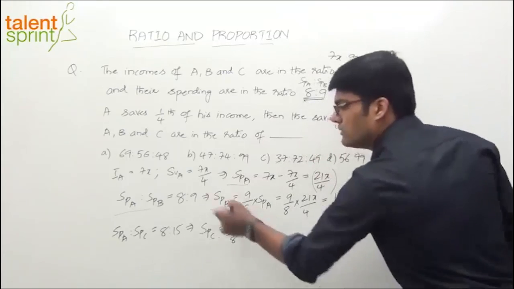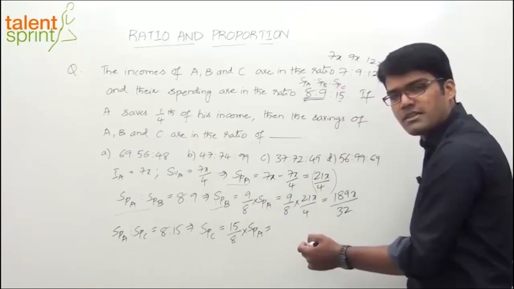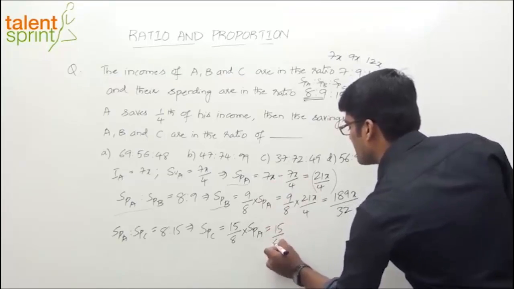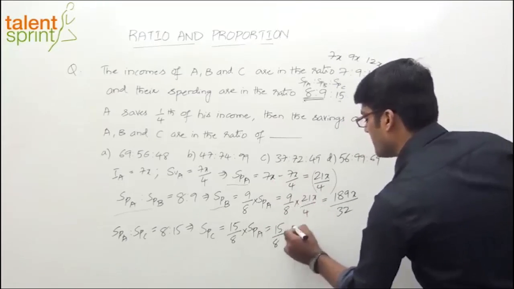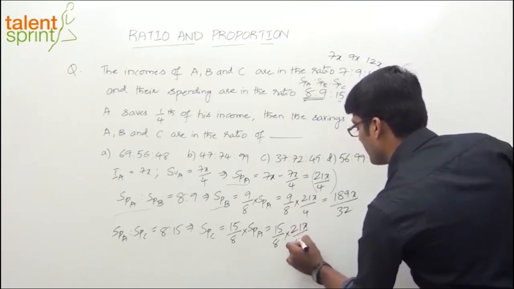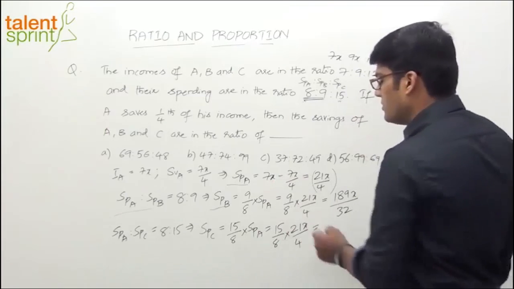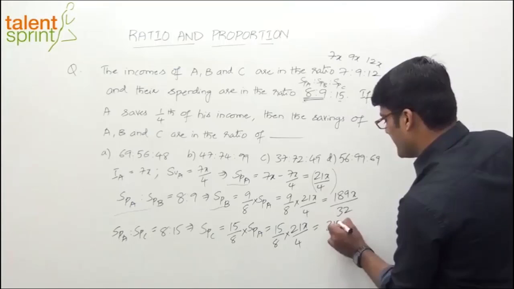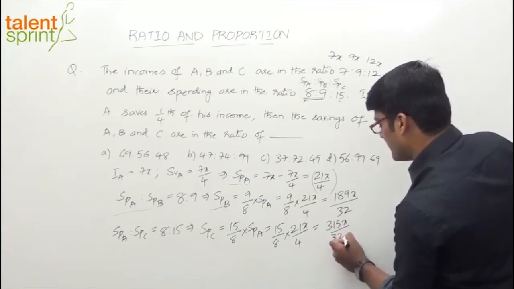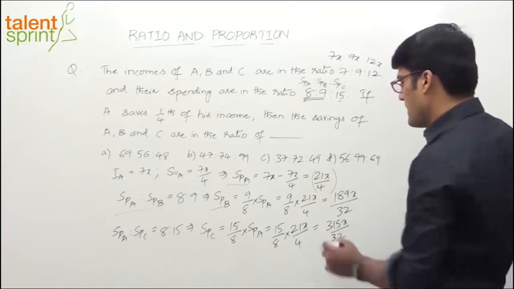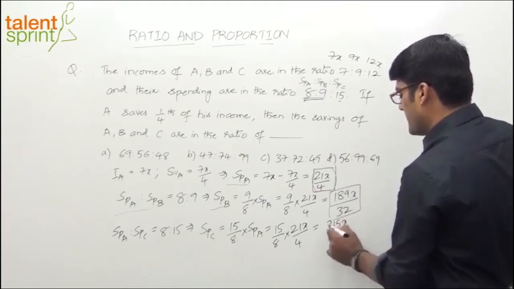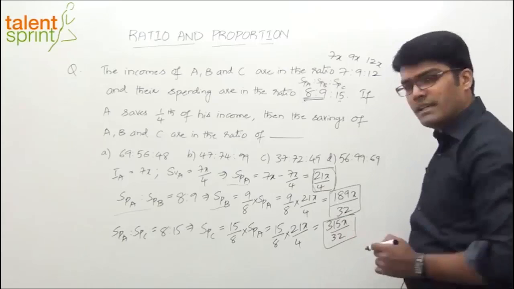Of course, you can cut down all this detailed procedure. You can just work on what is required. So 15 by 8 into spending of A. How much is spending of A? 21x by 4. Simplify this. 15 into 21, so 210 plus 105, 315. 315x by 8 into 4, 32. That's it. So spending of A is 21x by 4, spending of B is 189x by 32, spending of C is 315x by 32.